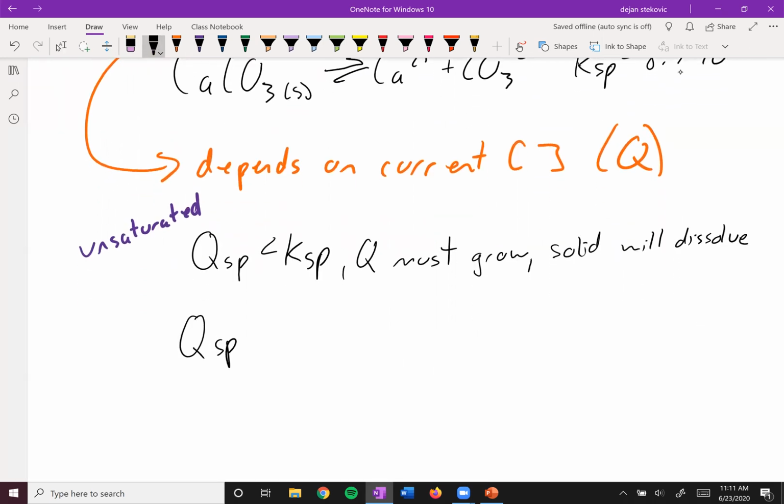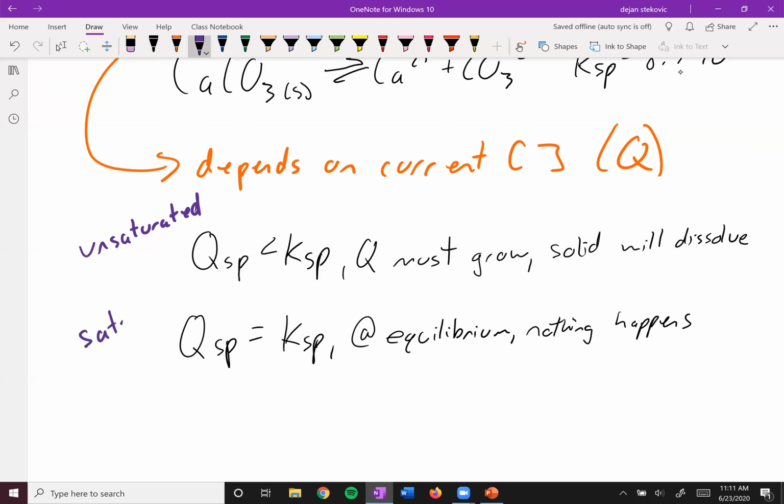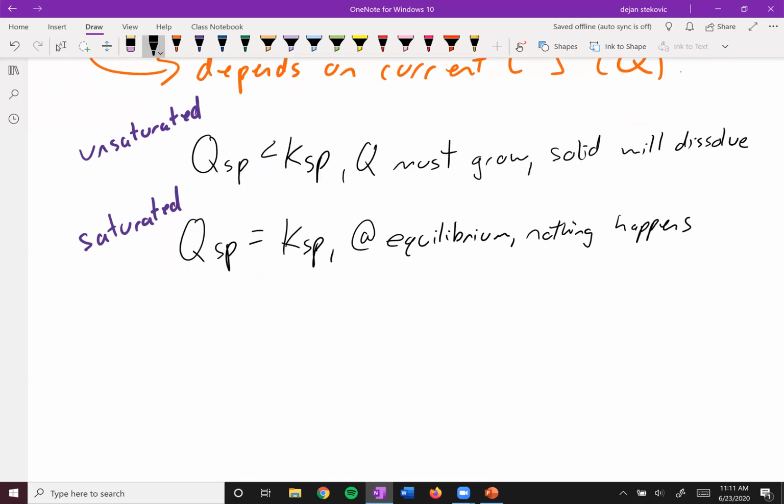We could have a situation when Q is equal to K. In this case, we're at equilibrium, and so nothing would happen here. If you tried to dissolve more solid, you wouldn't be able to. And if you let that solution sit for quite a while, no solid would come out. It's just going to stay as what it is. This case is a saturated solution. You've maxed out your solubility.